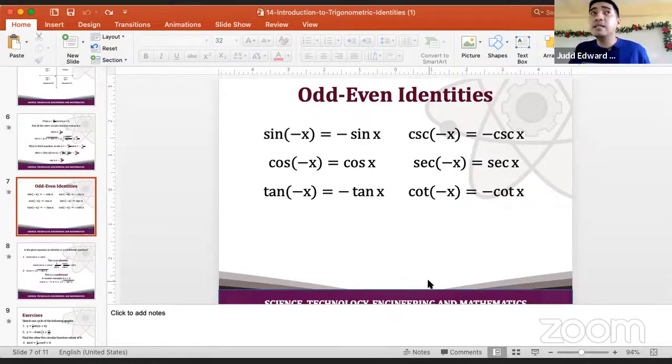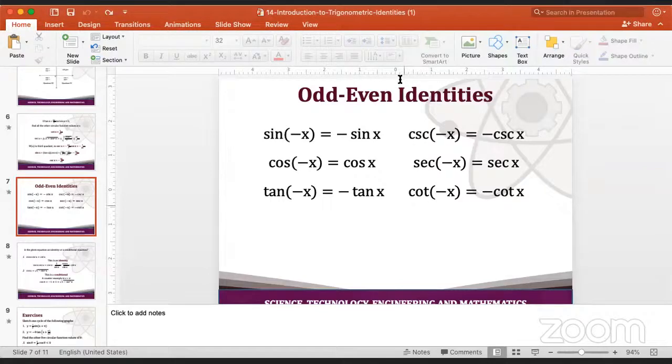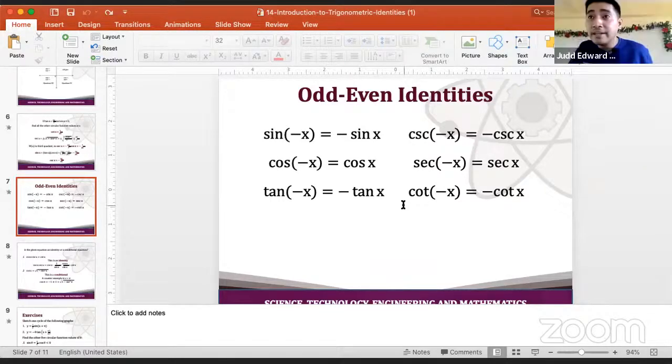So nagiging positive, dalawa lang po yung function na nagiging positive. At sino po yung dalawang function na nagiging positive? Cosine tsaka secant po. Because they are what? They are reciprocal, diba? Si cosine at si secant. So, kung ano yung nangyari kay cosine, yun din yung mangyayari kay secant if it is under odd-even identities.